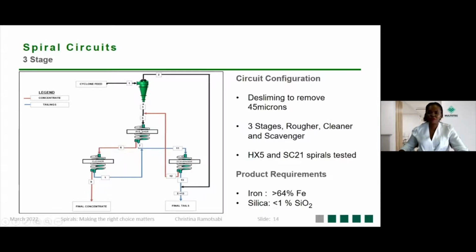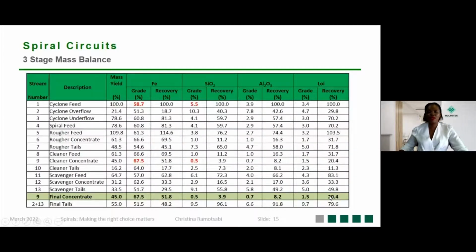Like I've mentioned, after desliming, the material was processed on the spirals. For this particular configuration, a combination of the HX5 and AC21 spirals were tested. The HX5 was tested for rougher and scavenger, and the AC21 spiral was tested for the cleaner application.